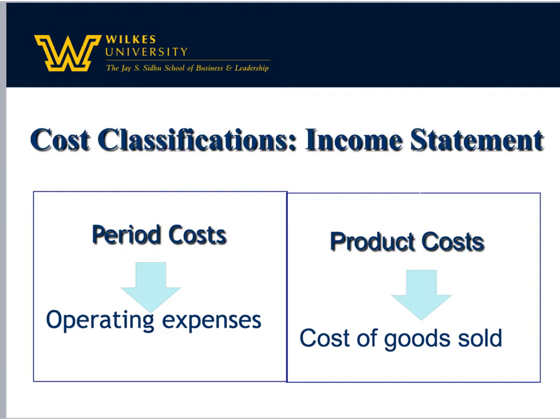Product costs are the costs of goods manufactured or the cost of the goods purchased for resale. These costs are inventoried and they remain in inventory until the item is sold, at which point they become cost of goods sold.